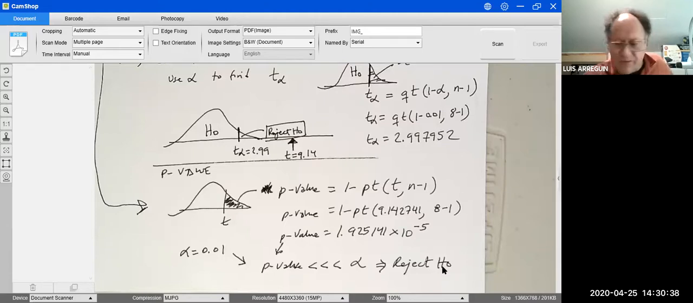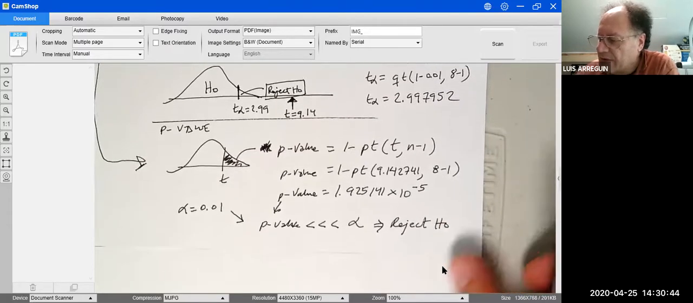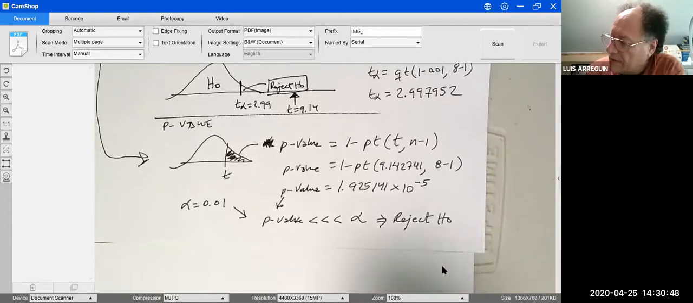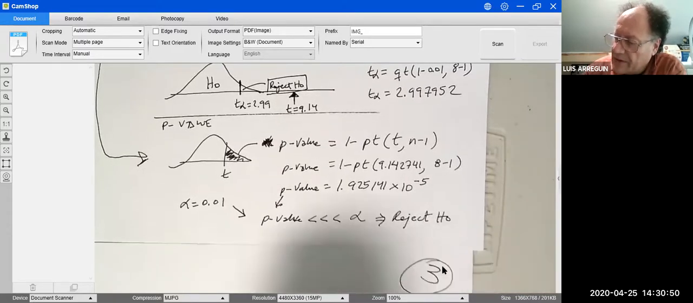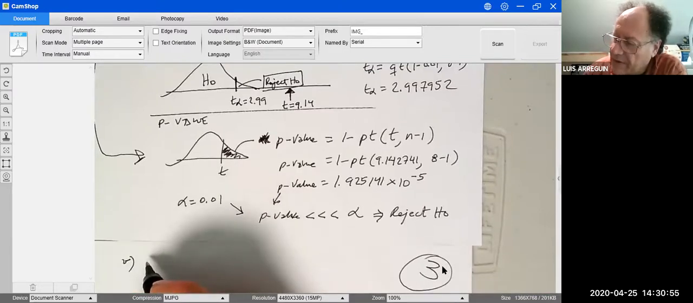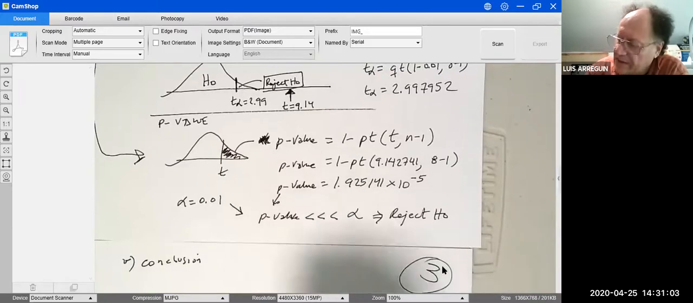If you are not sure of your work, then work on both methods in the exam, and you should get the same answer. If you get a different answer, maybe you did something wrong in one of those two methods to make your decision. So the last step is just we're gonna make our decision. We're gonna write our conclusion. Actually, the decision is reject the null.